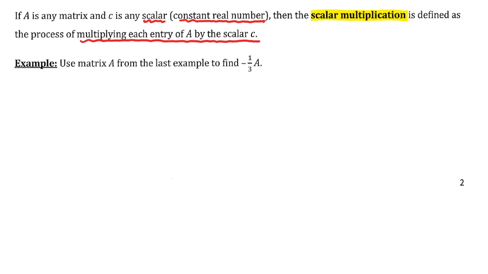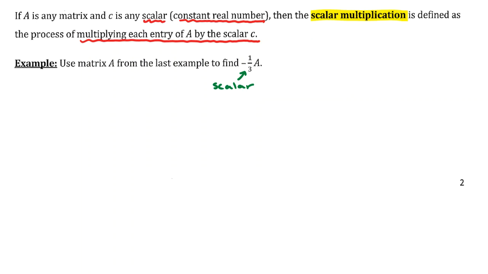All right, so let me go ahead and give you an example of this. It says use matrix A from the last example to find negative 1/3 A. So that negative 1/3 is an example of a scalar. And based on how we're defining scalar multiplication here, we'll have to take negative 1/3 and multiply it to each of the entries from the matrix A from the last video.